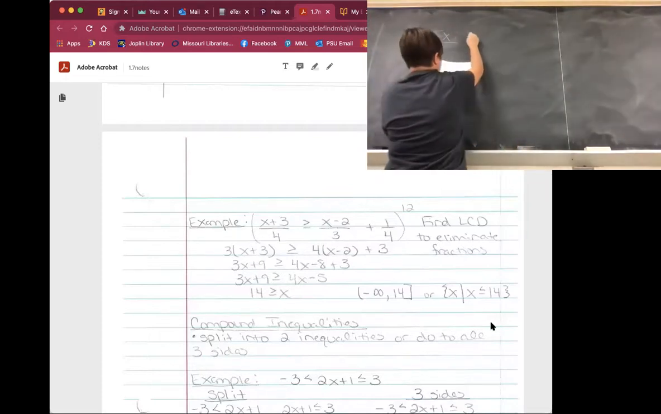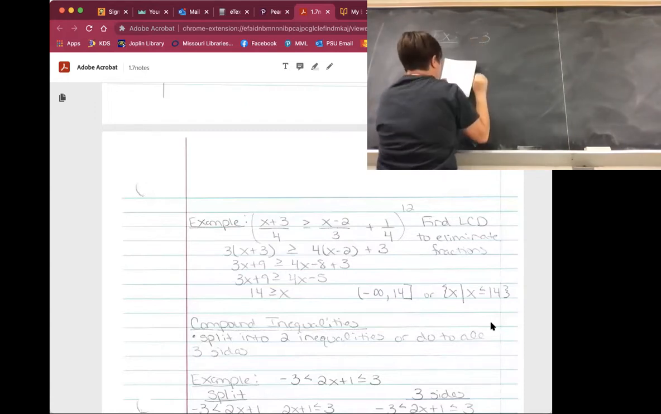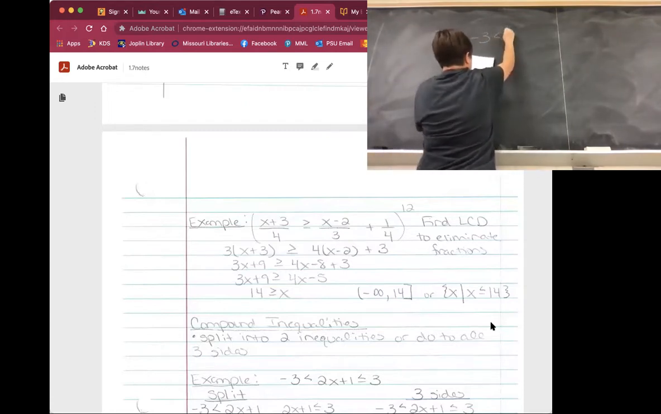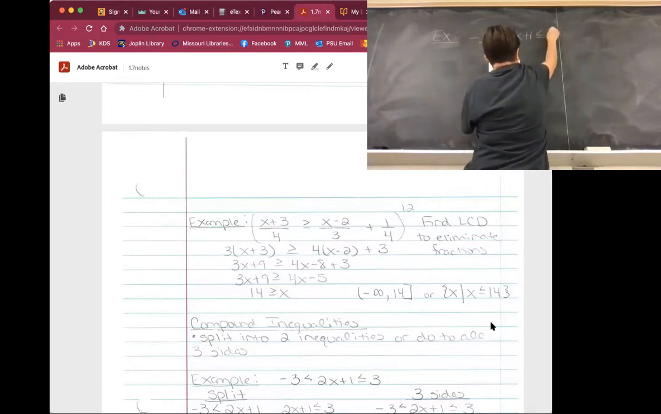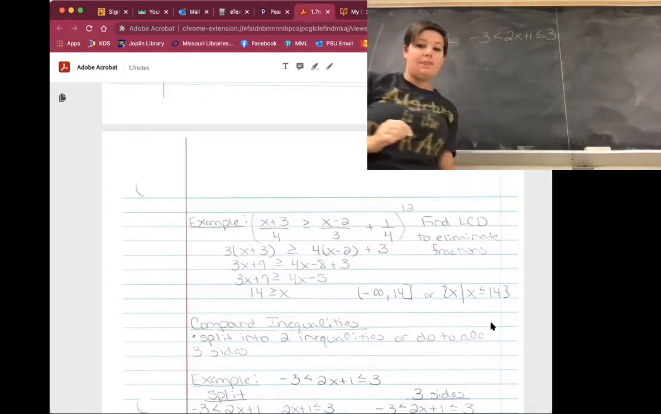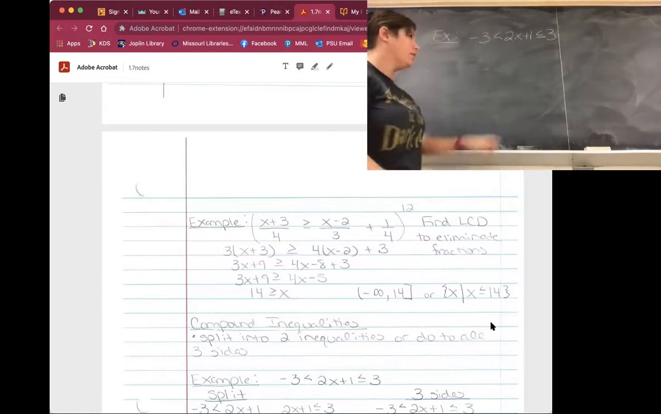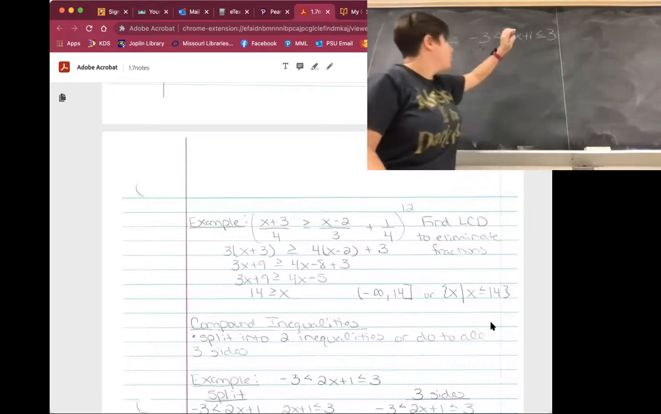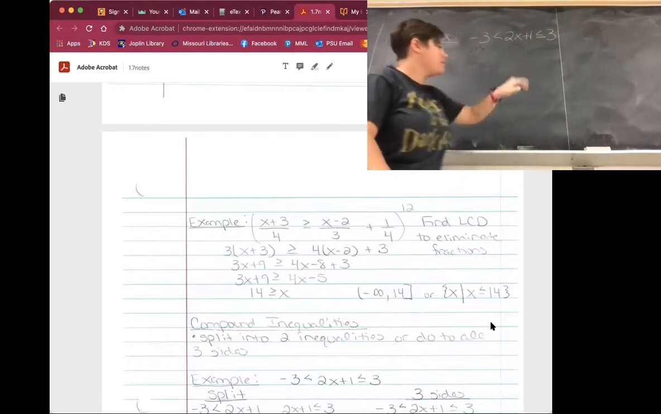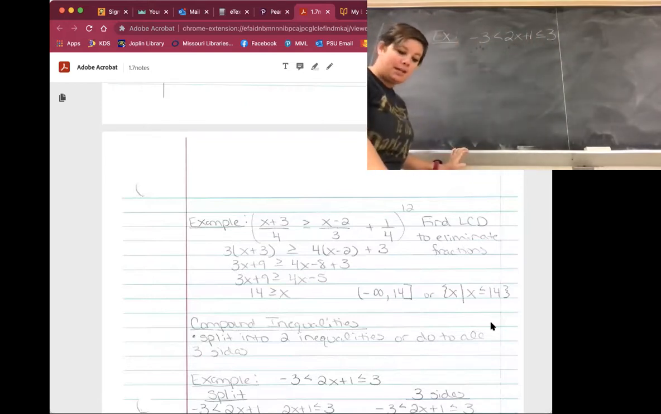So what does a compound inequality look like? Well, we have -3 is less than 2x plus 1 is less than or equal to 3. This is a compound inequality. Notice we have 3 different sections. We have 2 different inequality symbols, and that's what a compound inequality is.